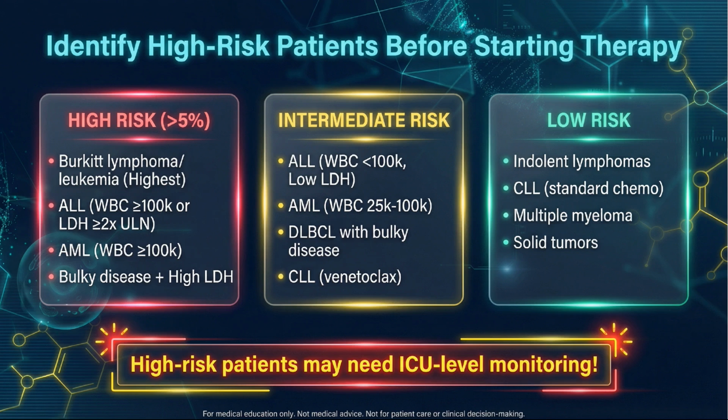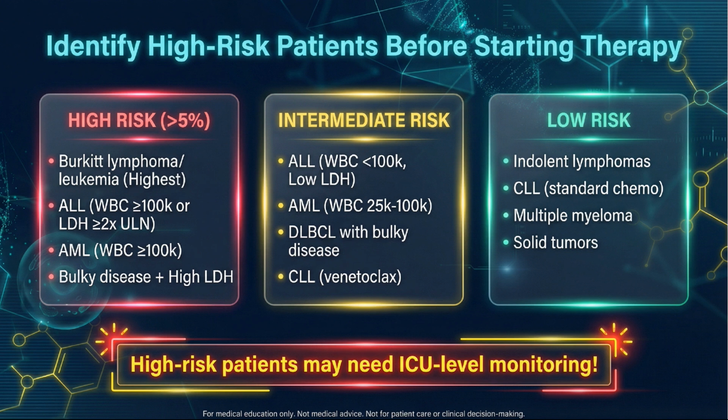A critical step in managing TLS is to identify high-risk patients before starting therapy. We use a 3-tier system to stratify this risk. Patients in the high-risk category have a greater than 5% chance of developing TLS. This group is primarily composed of patients with highly proliferative hematologic malignancies. This includes all patients with Burkitt lymphoma or leukemia, which carries the highest risk.